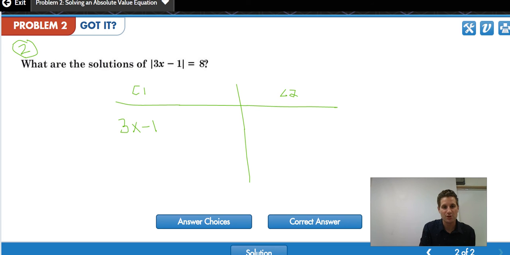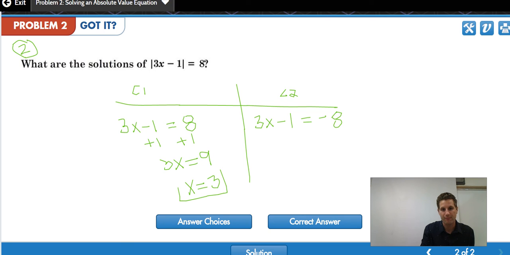Get away. So we do 3x minus 1 equals 8. Then we write the same equation, except instead of equaling 8, inside could equal a negative 8, because if you took the negative 8, it would come out as a positive. So we solve both of these, add 1 to both sides. We get 3x equals 9. Divide by 3, and x will equal 3.